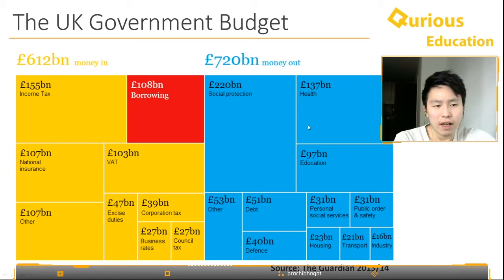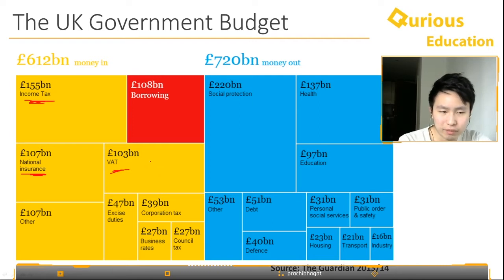So in order to understand how government spending and taxation works, we also want to look at the government budget. So we can see, let me just get out my pointy pen. We can see income taxes is actually the biggest amount of money that the government gets, whereas national insurance and VAT are the second and third biggest amounts of revenue for the government.